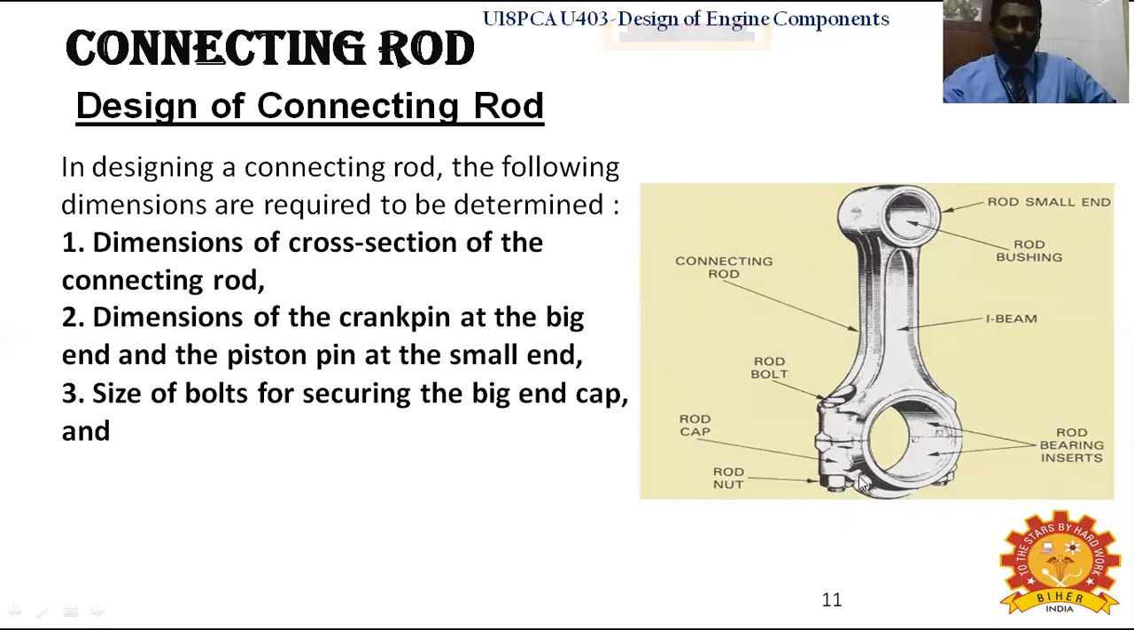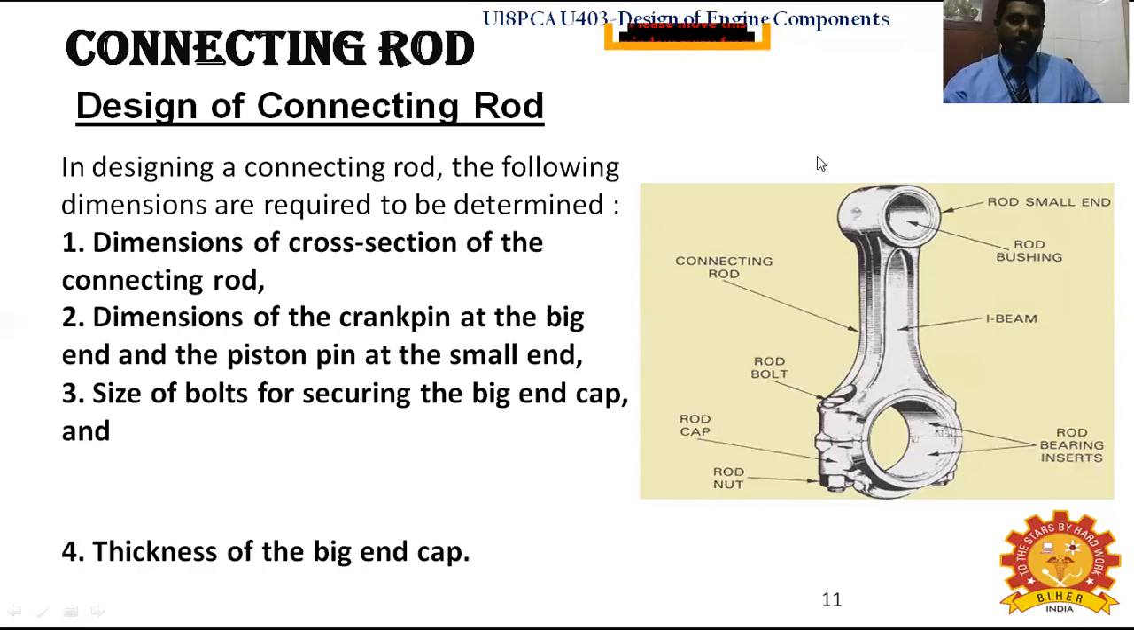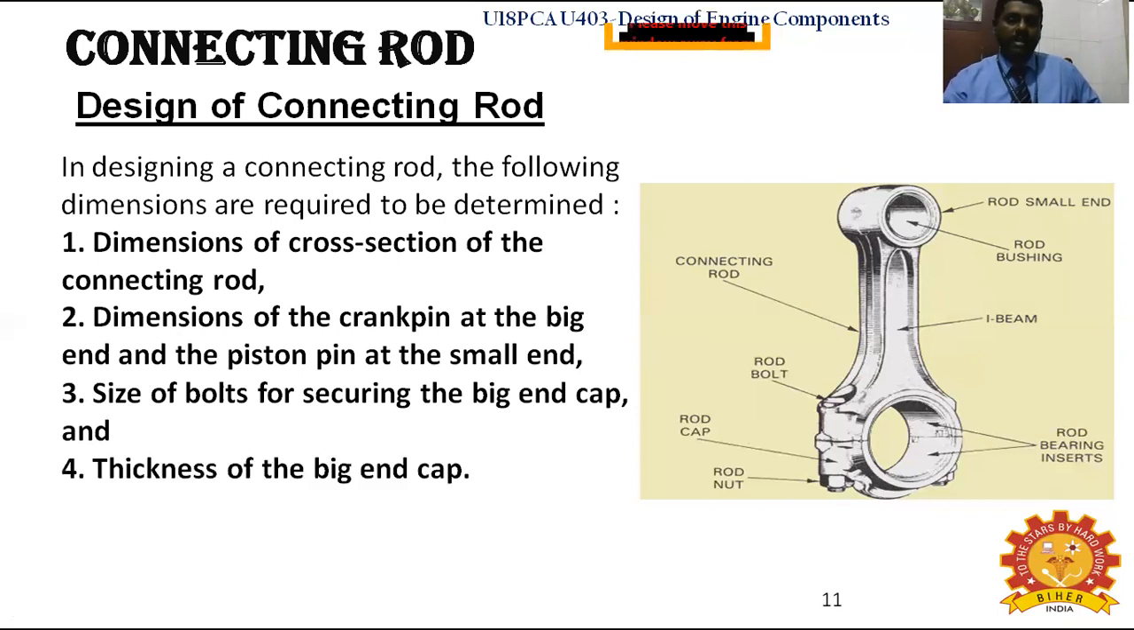Also you have to give importance to this bolt and nut design, because it has to withstand that compression pressure. So the resisting force for that has to be equated with that of the combustion pressure. Then the thickness of the big end cap. What will be the thickness of the big end cap? That is also something you are required to design. So you are going to see these topics in depth, and also one problem will be there for solving this.